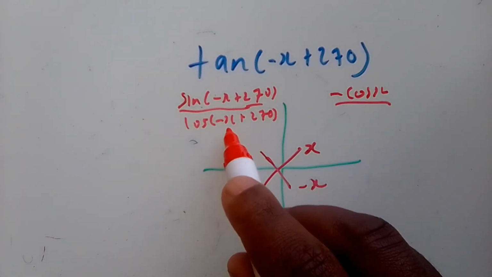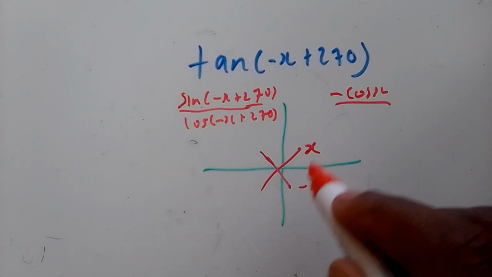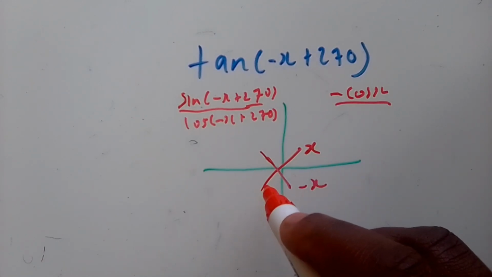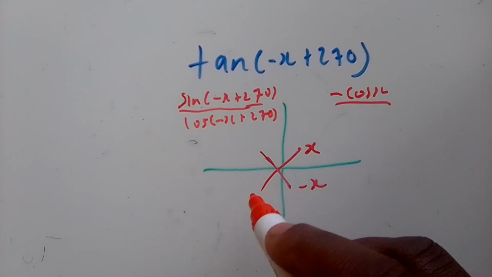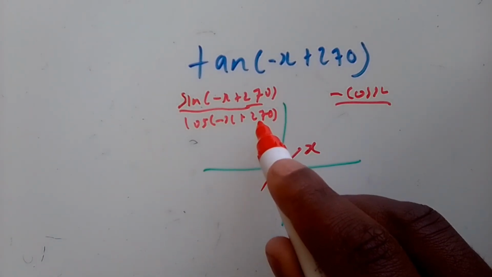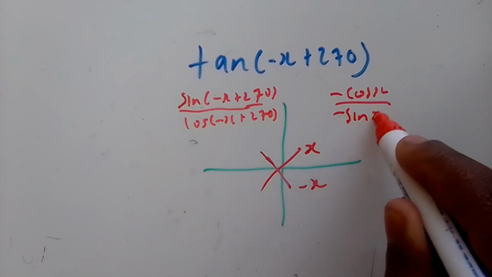And then on this side we have cos of minus x plus 270. So we start here, we have to move 270 degrees that side. So it's going to be 90, 180, 270 in the third quadrant. In the third quadrant, cos is also negative. Because it's 90 or 270, it changes. So it's going to be sine. So now we have sine.